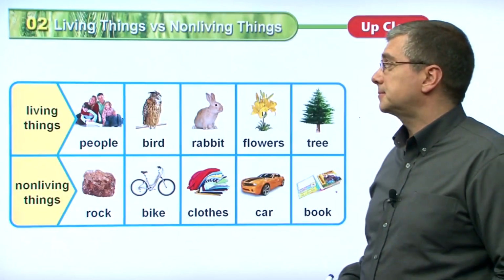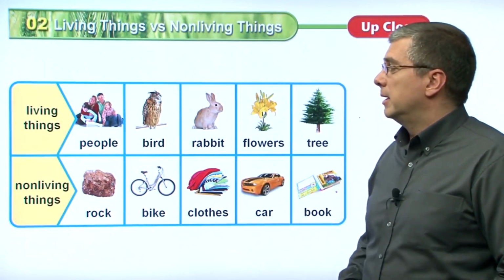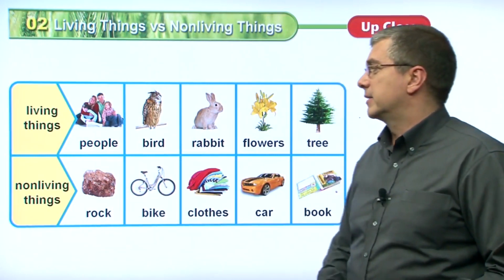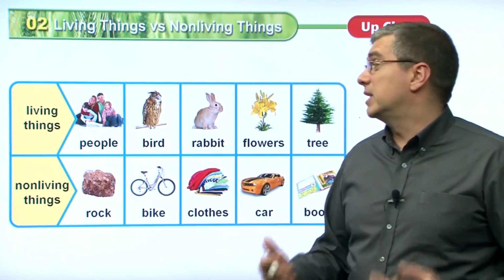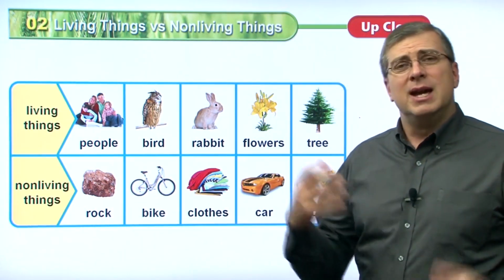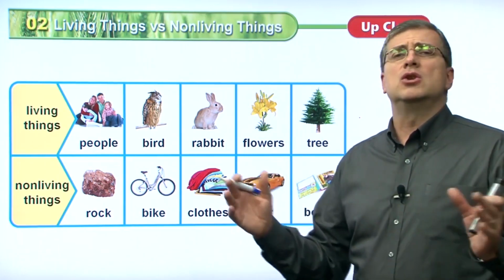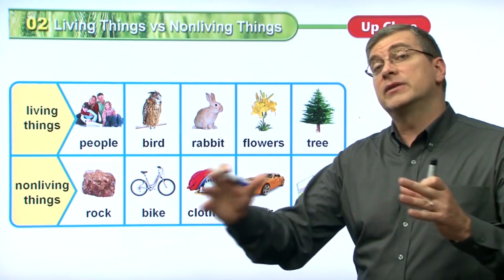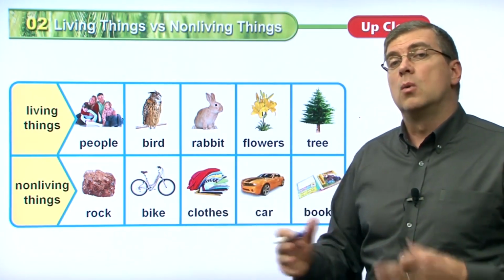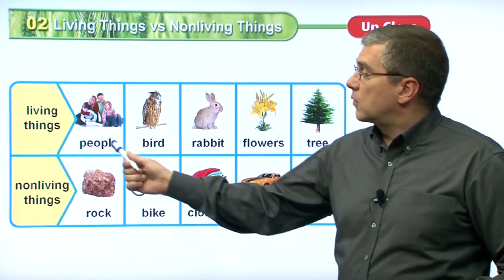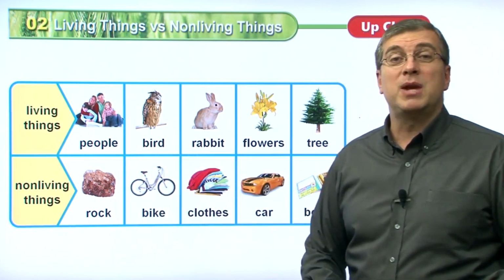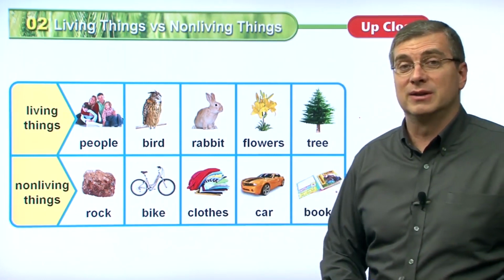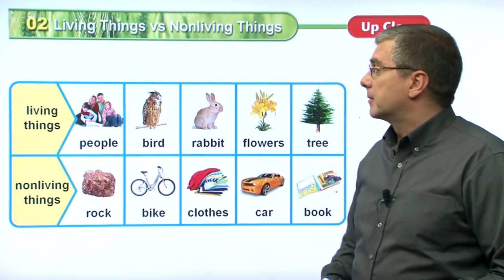Okay, let's move on. Here we have a chart showing the differences between living things and non-living things. What are some examples of living things and non-living things? Think about that. Think of the things that you can see in your room. Think of things that are in your house. Think of things that are outside your house on the street. What are some examples? Well, of course, in your house, you could probably find people. There's you, right? There's your sister or brother. There's your parents, right? Those are people.